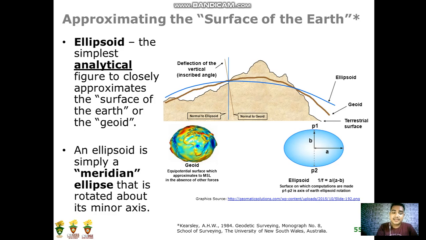An ellipsoid is simply the meridian ellipse that is rotated about its minor axis. So meridian ellipse, it's because in meridian, no, meridian siya nga magtuyok, kay balimrag ang iyang axis is naa sa meridian, so nangitawag siya og meridian ellipse. Minor axis, mubo man siya, no? Ang mubo nga part, dili tong taas.